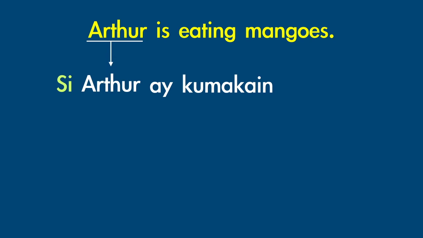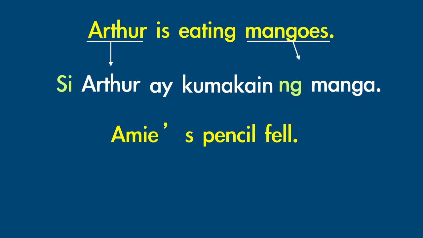Another noun found in the sentence is the word mangoes. This is used as the direct object, so what noun marker will you use? So it will become ng mangga. Si Arthur ay kumakain ng mangga.